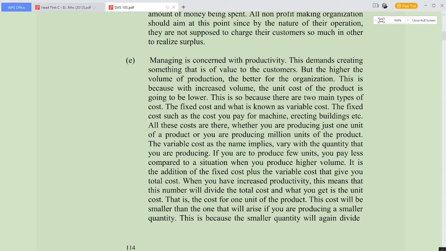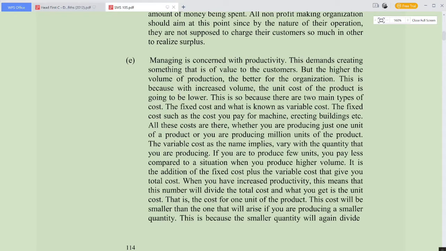Whether you are producing just one unit of a product or you are producing a million units of the product, the fixed cost, such as the cost you pay for machines, erecting buildings, etc., is there. All these costs are there, whether you are producing just one unit of a product or a million units. The variable cost, as the name implies, varies with the quantity that you are producing. If you produce few units, you pay less compared to a situation where you produce a higher volume.